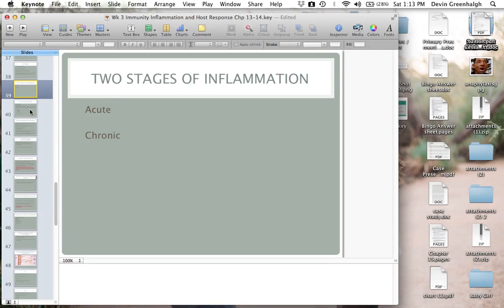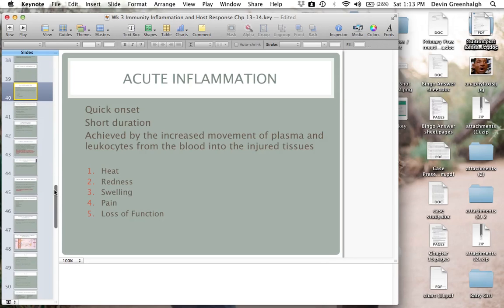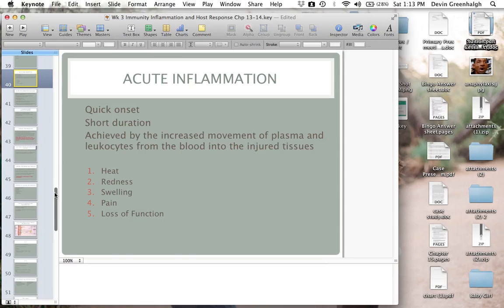You have two stages of inflammation, and we know this from oral path: acute inflammation and chronic. Acute inflammation is quick, of short duration. It is achieved by an increase in the movement of plasma and leukocytes from the blood to the injured tissues. What are the 5 cardinal signs of acute inflammation? Heat, redness, swelling, pain, loss of function.